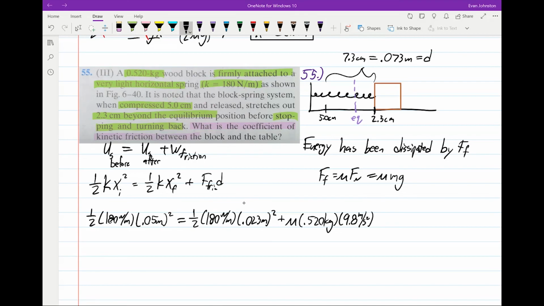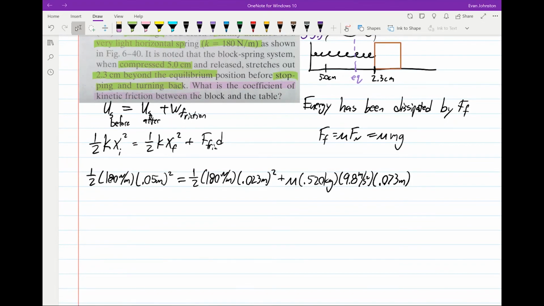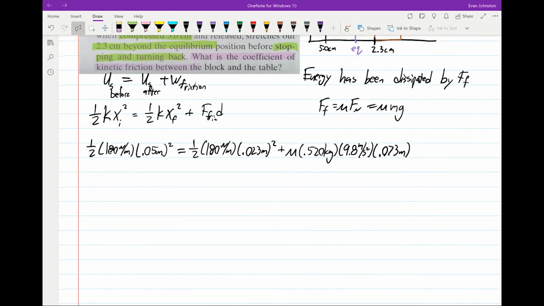All right, so now we have all this. This is just friction, and then times the distance friction has been acting. Well, it's been acting the entire time from the start to the end, so we have 0.073 meters. Now really all we need to do is figure out what this number is, what this number is, and do the algebraic steps to find the final number.